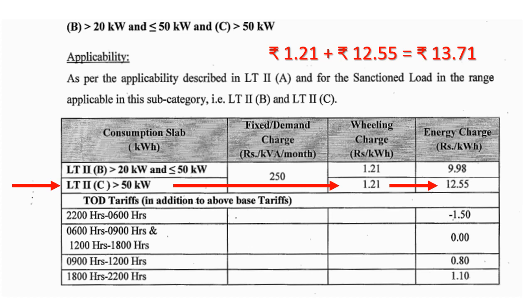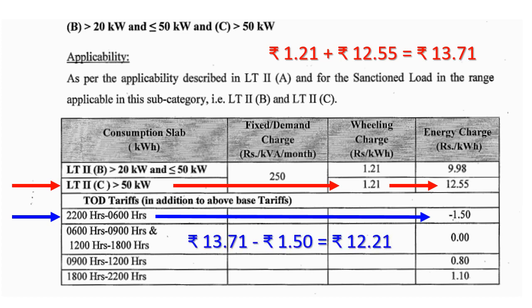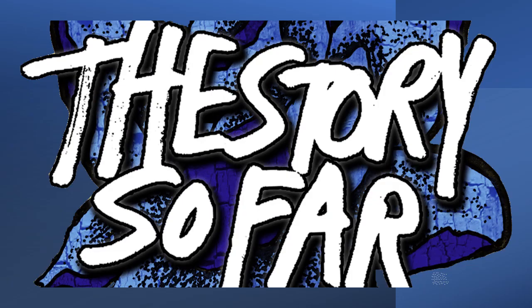There are some qualifications to that, and you can see that if the pumping is done between 10 o'clock at night and 6 o'clock in the morning, then you get a discount of 1 rupee 50 paisa. If we apply that concession, the rate works out to 12 rupees and 21 paisa. So now let me summarize the story so far.